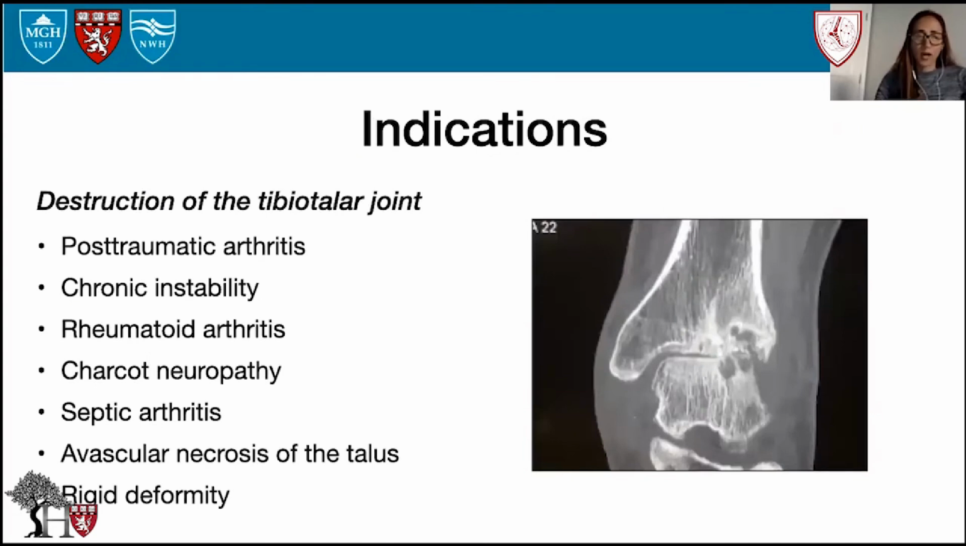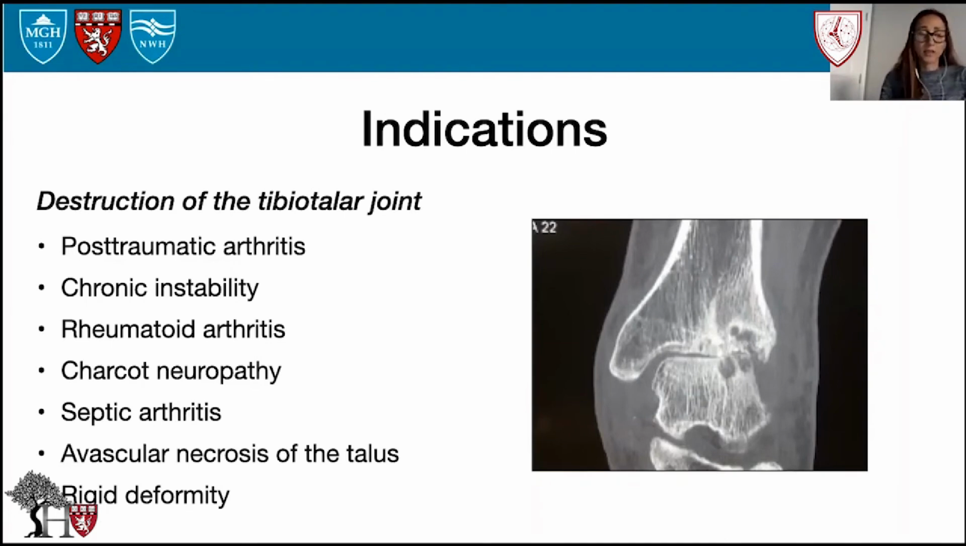Indications for ankle arthrodesis. The main indication for ankle fusion is destruction of the tibiotalar joint. That being post-traumatic arthritis, the main cause of the destruction, we have also other causes, including chronic instability, rheumatoid arthritis, or any severe inflammatory arthritis such as psoriatic arthritis, or chronic neuropathy, whether it is related or not to diabetic patients.